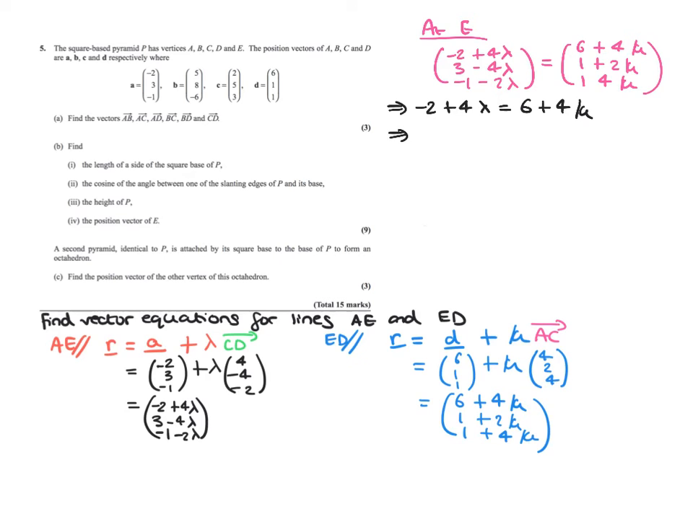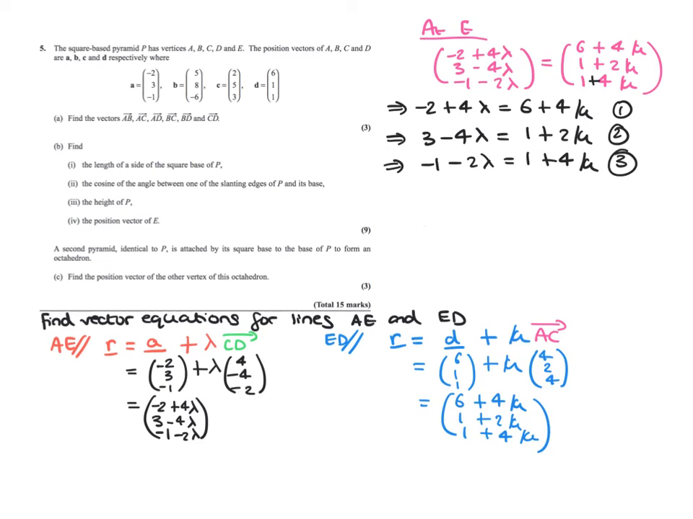Actually, no, I'm going to leave that exactly as it is for the moment. And then we'll work out the other equations as well. So 3 minus 4 lambda equals 1 plus 2 mu. And then the third one, -1 minus 2 lambda equals, and I think there should be a plus here, 1 plus 4 mu.